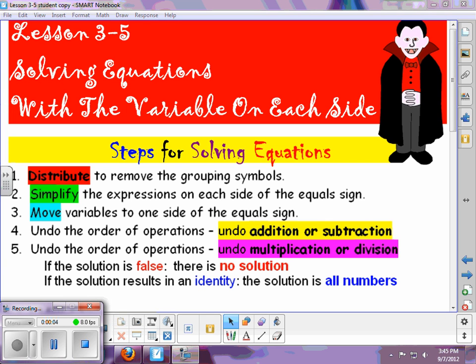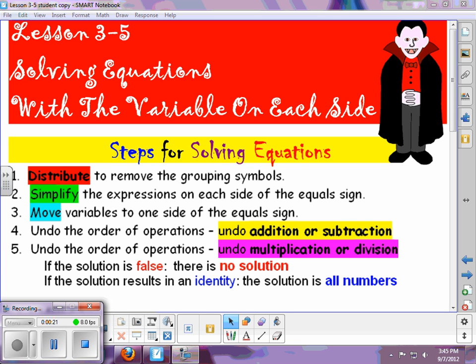This is day 3 of lesson 3.5. We're going to be looking at the third sheet, the third page in your 3.5 notes. Before we begin on those special cases, let's review the steps. We talked about this yesterday.